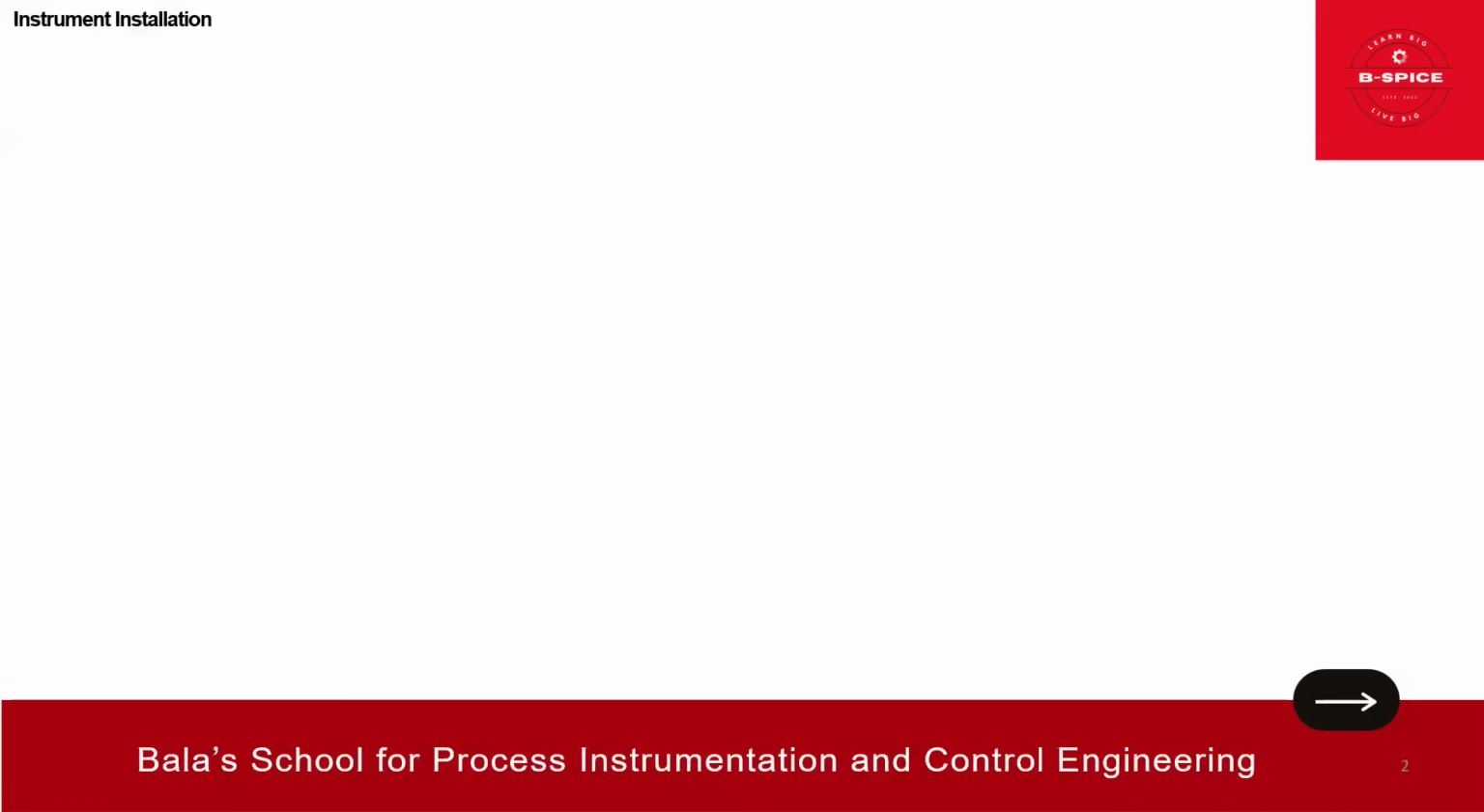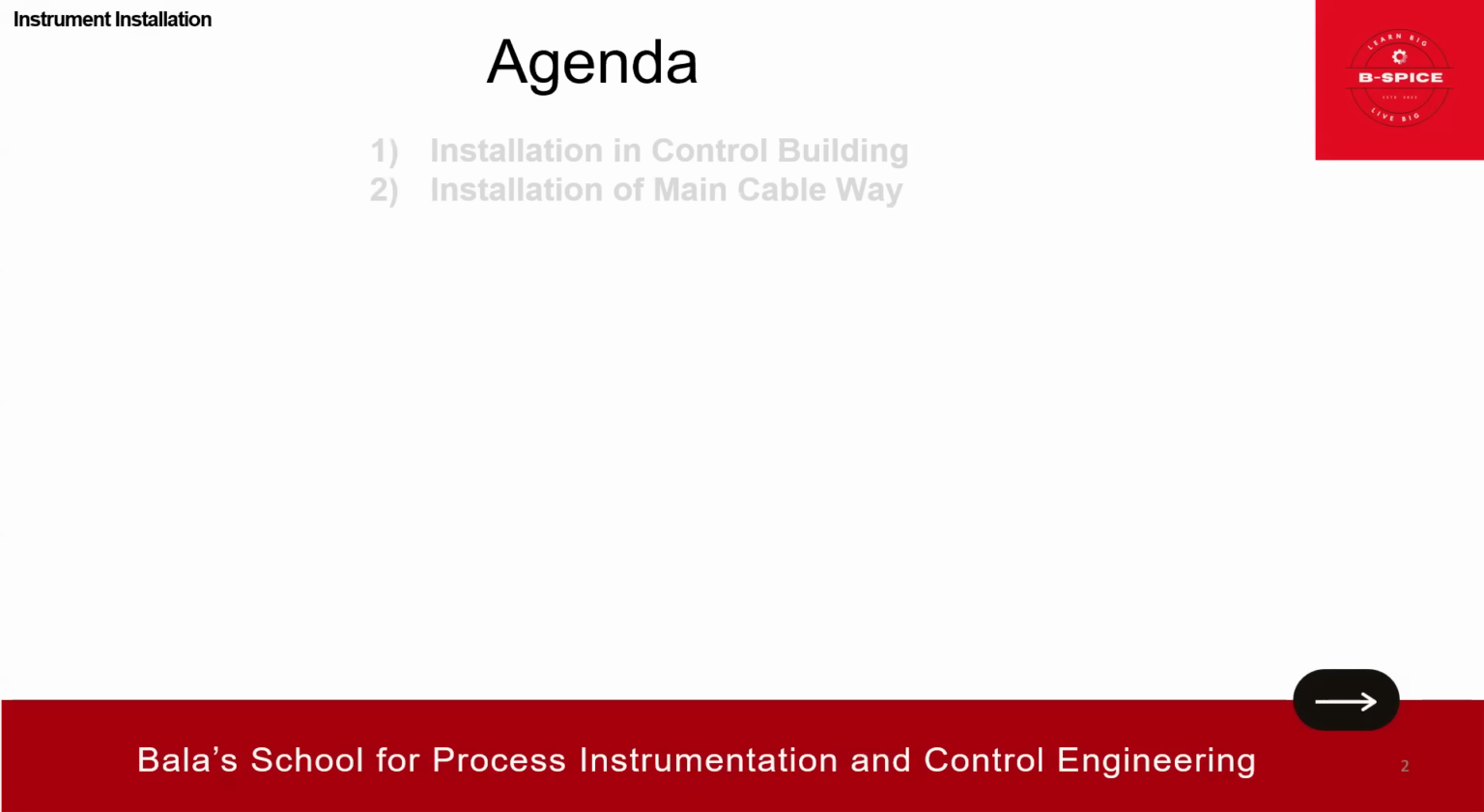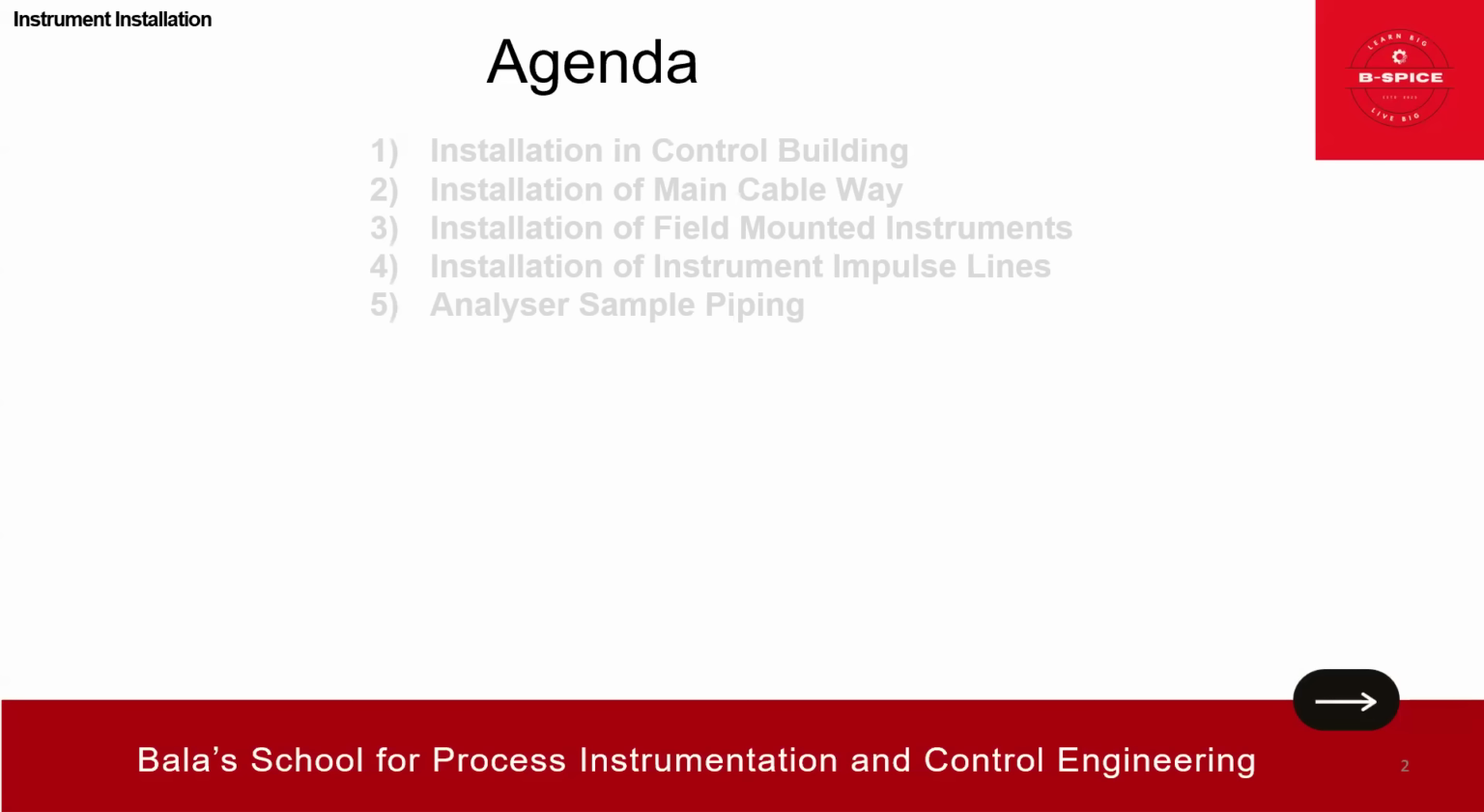Just wanted to update you on the agenda. Installation in control building and main cableway we already covered in part 1. Installation of field instruments we covered in part 2. Installation of instrument impulse line and analyzer sample we covered in part 3. And now in this part 4, we'll focus on heat tracing and installation.